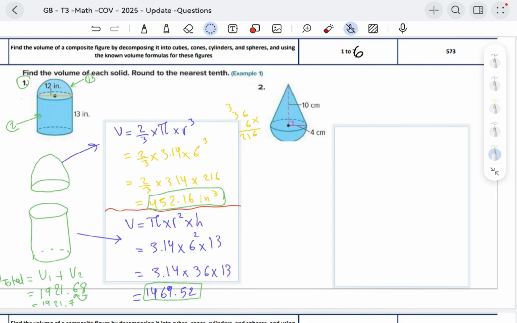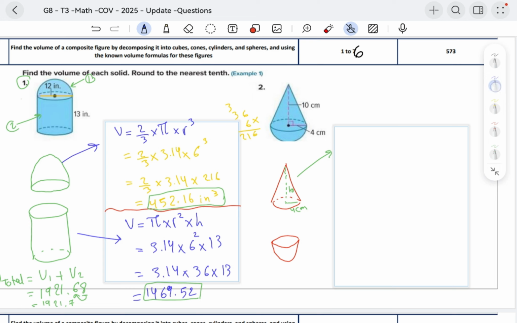Okay. Now let's go for the second question. Here also we're gonna decompose it and find the volume for each shape separately. So we're gonna have a cone in the top, and we're gonna have a hemisphere in the bottom. Let's start with the cone. The cone has a radius of 4 centimeters and the height is 10.